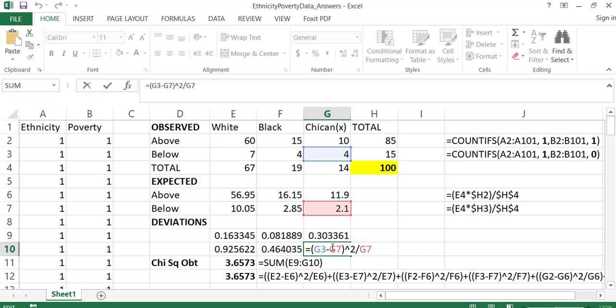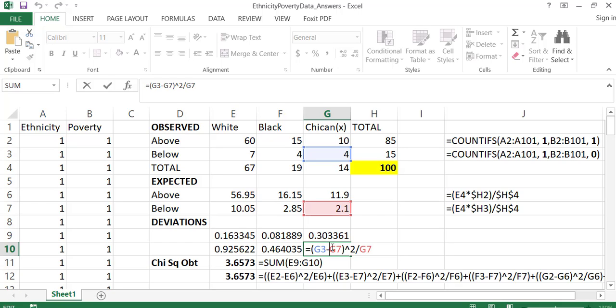And so there are deviations as the number of people in a cell or in a group, in a condition, are different from what we would expect if they were evenly distributed, if there were the same number, percentage, proportion of white people who were above and below, as black people who were above and below, as Hispanic who were above and below. So raw numbers, they might be different.